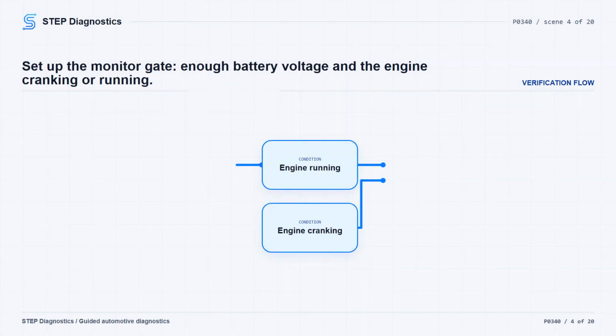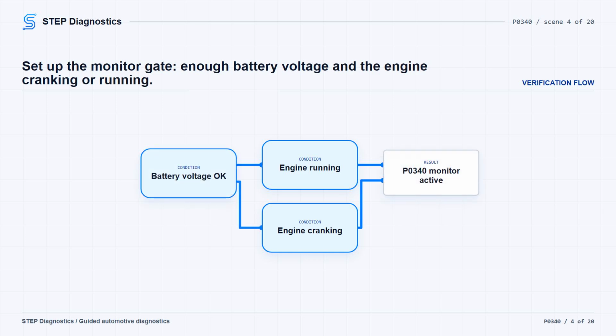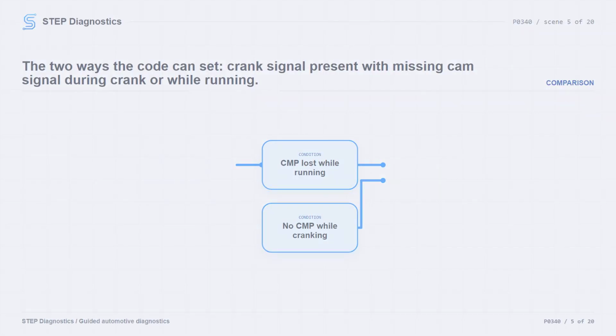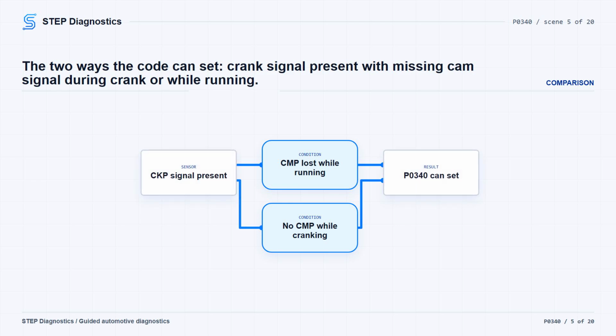The monitor runs continuously when battery voltage is above approximately 11.0 volts with the engine cranking or running. The diagnostic formula is simple. During cranking, if at least 2.5 seconds have elapsed with a crankshaft position sensor signal present but no camshaft position sensor signal, the code can set. With the engine running, if the camshaft position sensor signal is lost for at least 0.15 seconds while the crankshaft signal is still present, the code can also set. Treat those as the operating conditions to reproduce when you are confirming the fault and verifying the repair.